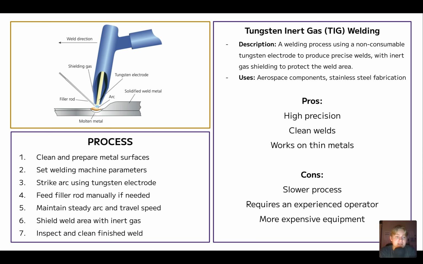The process you described in your exam would be cleaning and preparing the metal surface, set the welding gun to the machine parameters, and strike the arc using the tungsten electrode. So that's the one thing, the electrode is going to be positively charged and the workpiece is going to be negatively charged, which is how we're getting that arc. You then feed the filler rod manually if needed. You probably will need to do it manually, to be honest, and maintain a steady arc and travel speed along the joint, and then shield the weld area with the inert gas. Once that's completed, you can then inspect and clean the weld.